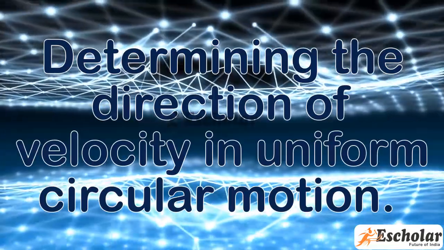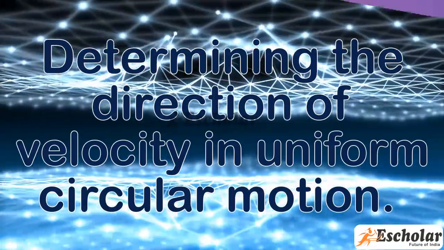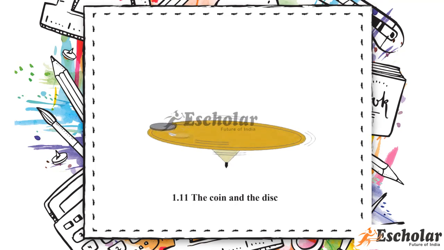Determining the direction of velocity in uniform circular motion. The coin will be thrown off in the direction of the tangent, which is perpendicular to the radius of the disk. Thus, the direction in which it gets thrown off depends on its position at the moment of getting thrown off. It means that as the coin moves along a circular path, the direction of its motion is changing at every point.